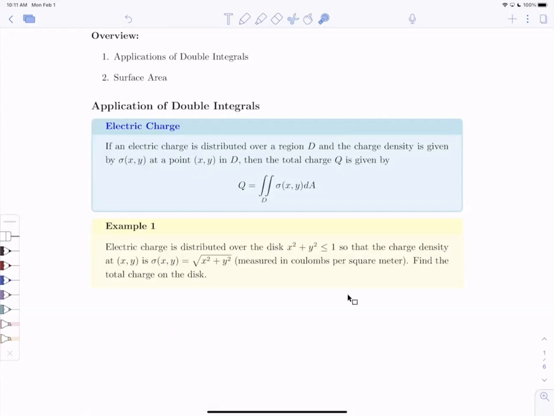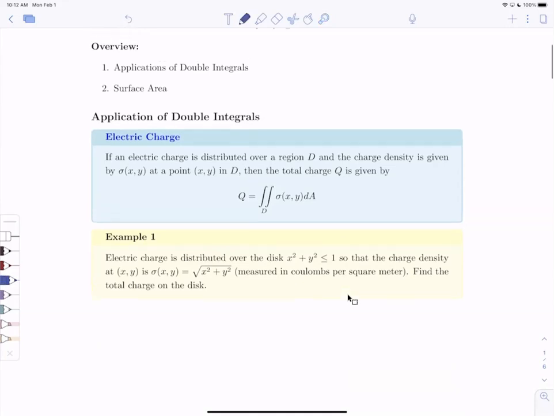Anyway, today, first topic, application of double integrals. Electric charge. So if electric charge is distributed over a region D, and the charge density is given by sigma xy at the point xy in D, then the total charge Q is given by this formula. So yeah, it's basically it. You just need to use this formula to compute your total charge. So I'll give you 3 minutes to work on the first example. At 10:15, I will take it up. Alright?